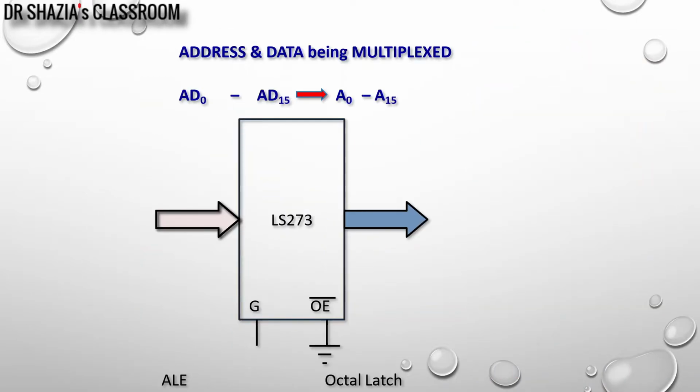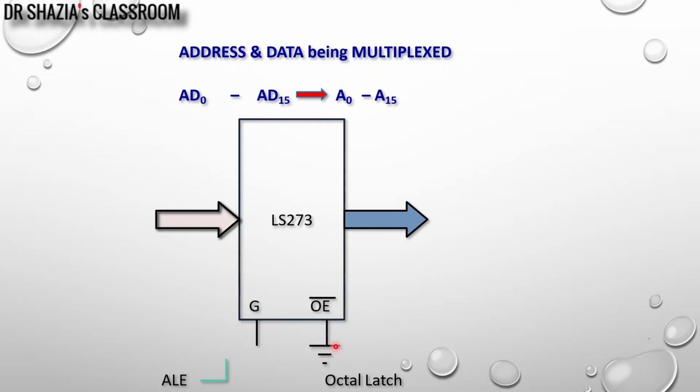Now we will look into the detail of how the address bus is demultiplexed from the data and status signals. We will see how AD0 to AD15 is demultiplexed to A0 to A15. Here we are going to use the LS273 IC, which is an octal latch, or an 8-bit latch. Basically, how this octal latch operates: the octal latch has an active low output enable signal. So the output will be enabled whenever this output enable signal goes low.